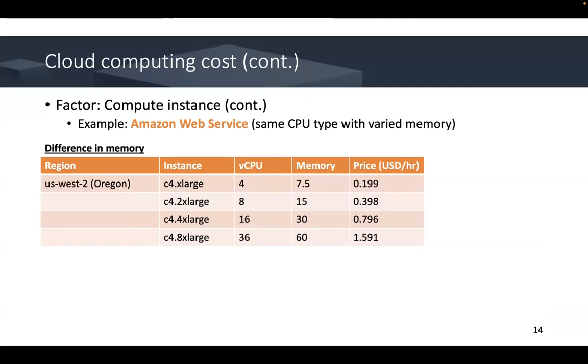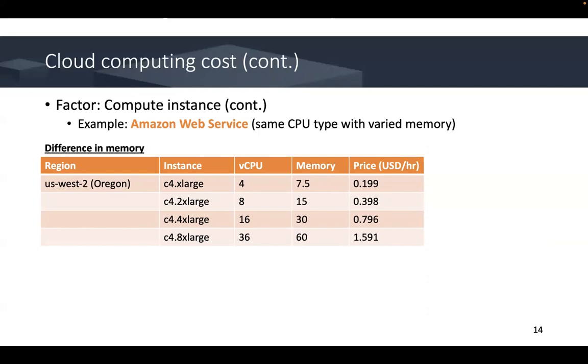Memory is also one of the things that affect the cost and performance of your computing instance. Basically, the more memory you want, the more you have to pay. Usually, there is a fixed ratio between the number of virtual CPUs and the amount of memory that comes with it. You can see the table. When you double the requested memory, the number of virtual CPUs also doubles.